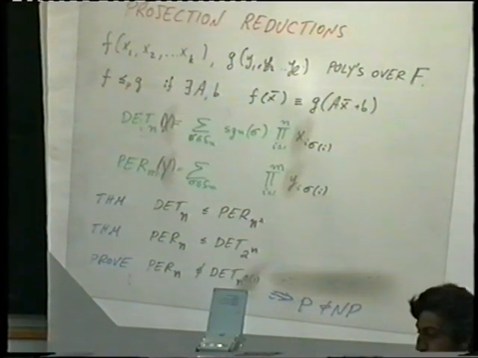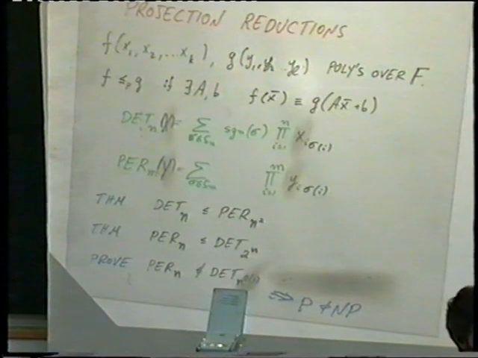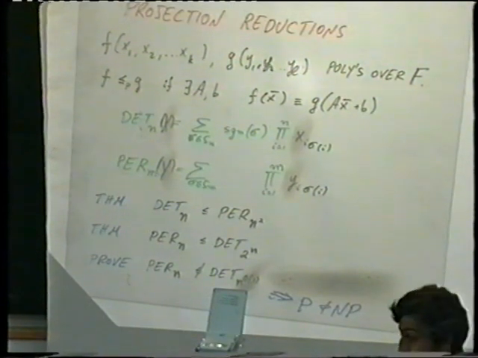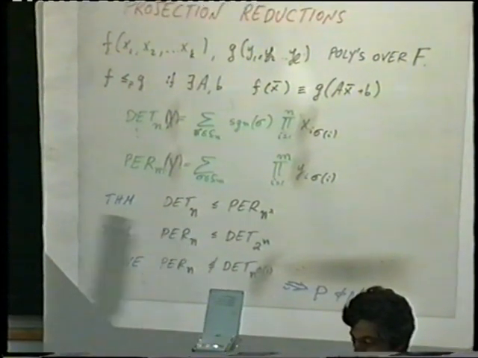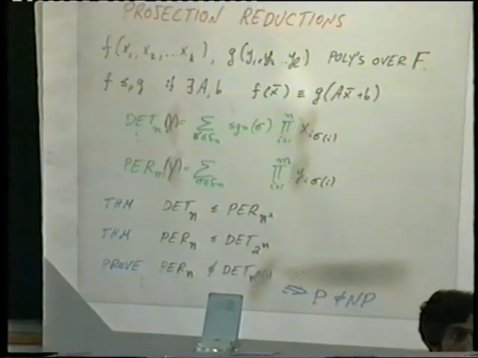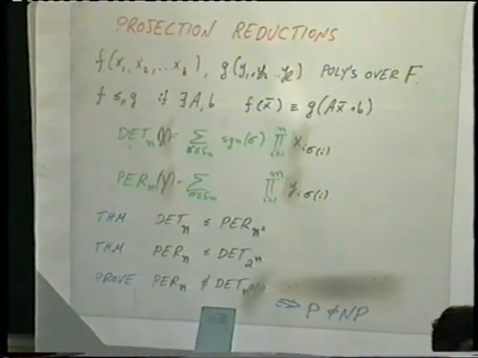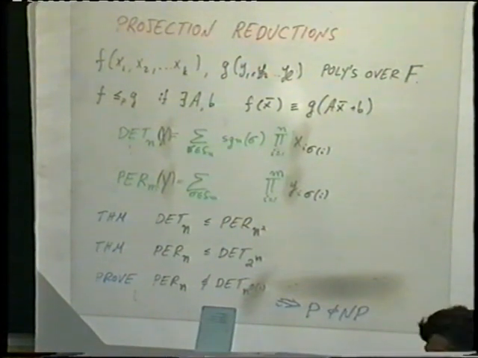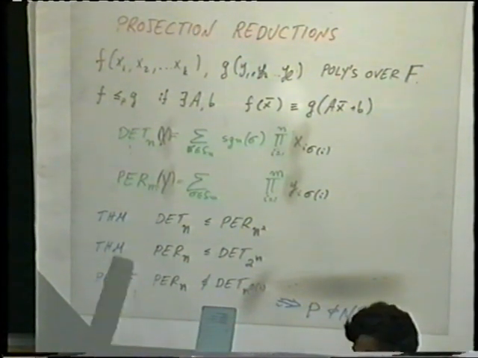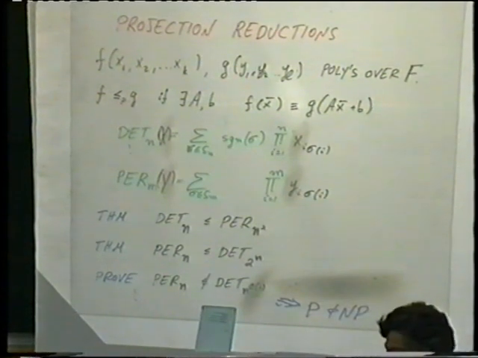Now let's look at these two familiar functions, the determinant and the permanent. Let's say determinant on n by n matrices and the permanent on m by m matrices. It turns out to be a theorem that determinant on n by n matrices reduces to permanent on n squared by n squared. There is an efficient polynomial reduction. This makes sense in the other direction, only it's not so efficient.